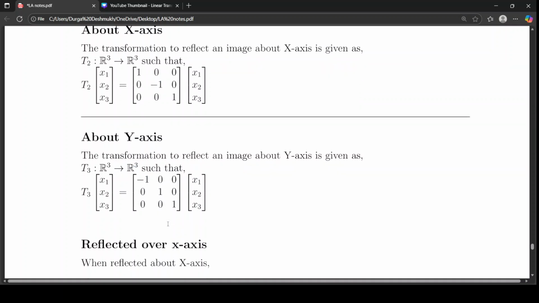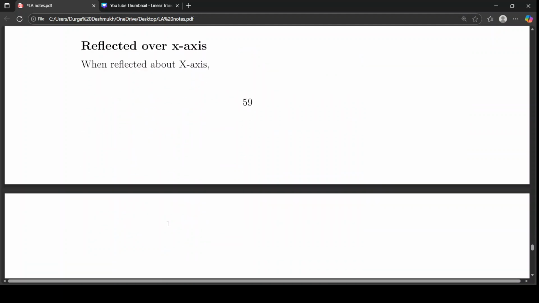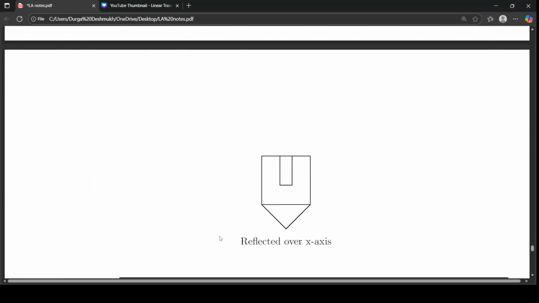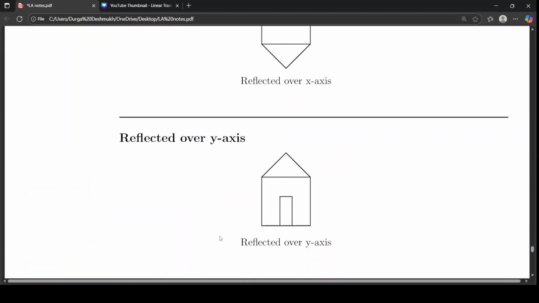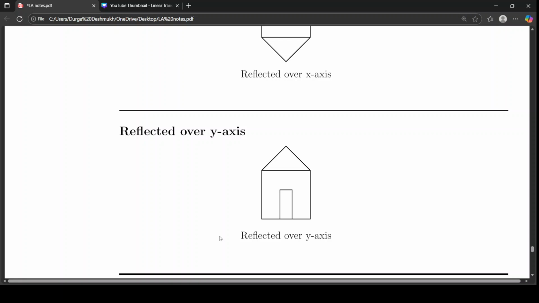So when our image is reflected over the x-axis, it gives this result, and when it is reflected over the y-axis, it's quite similar because our image is kind of symmetrical.